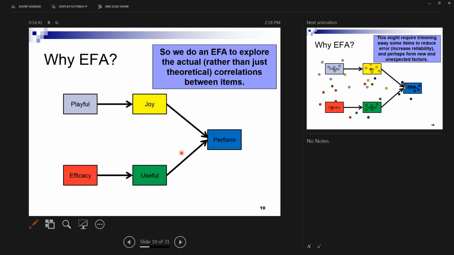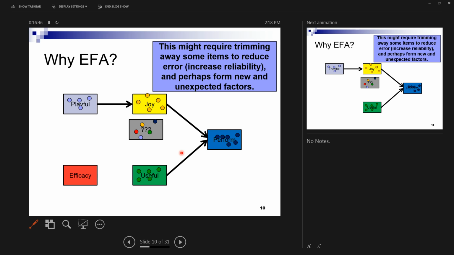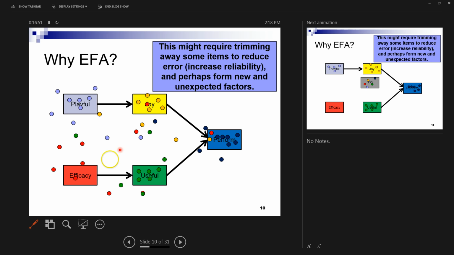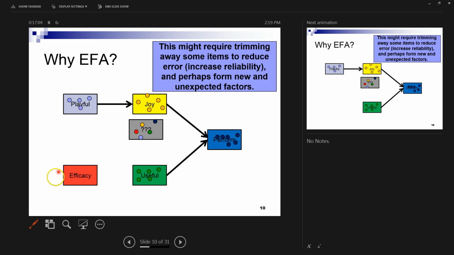So again, we want to test for this. We end up with this. And from here, we try to consolidate. We want to find the tightly moving items and trim off the fat. And so you end up with this. Turns out efficacy just didn't roll together. We didn't collect it right. Maybe our items were ambiguously worded. People didn't understand them. Usefulness was tight. We got rid of the stuff on the edges. But we ended up with something like this too.